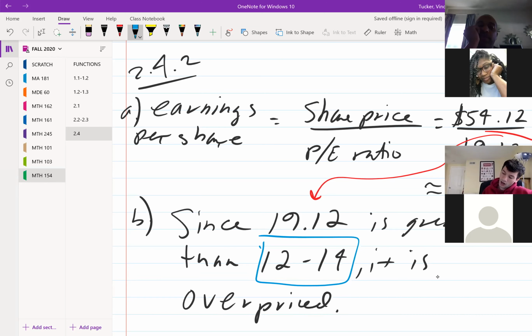Questions on B. If your PE ratio is greater than 14, it's overpriced. If it's in between 12 and 14, just about right. Or if it is 12 or 14 as well, inclusive, I should say, just about right. Then if it's less than 12, it's underpriced.